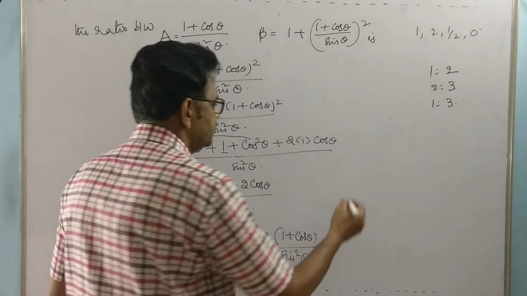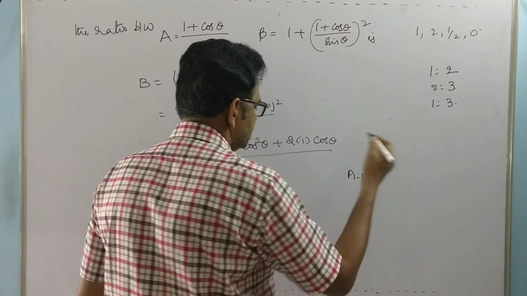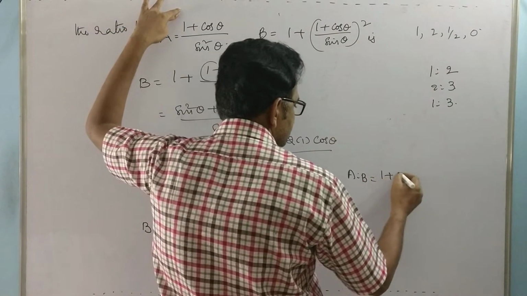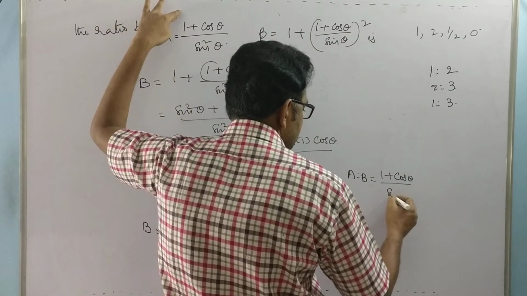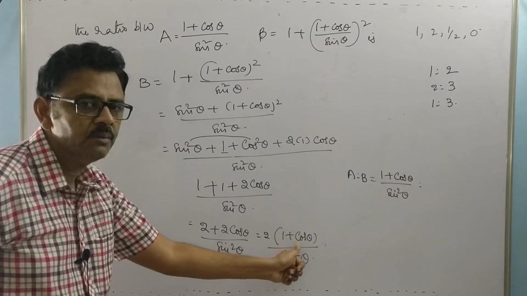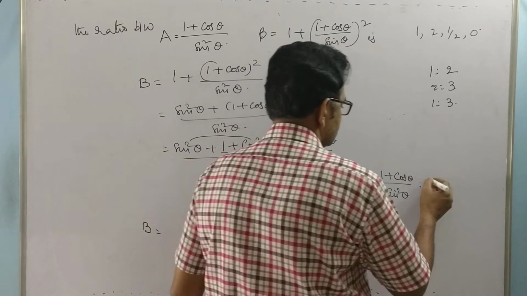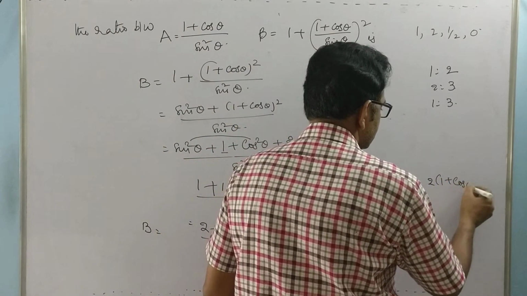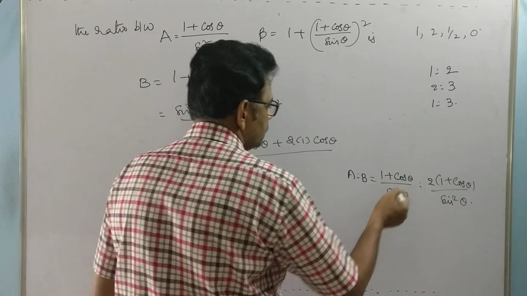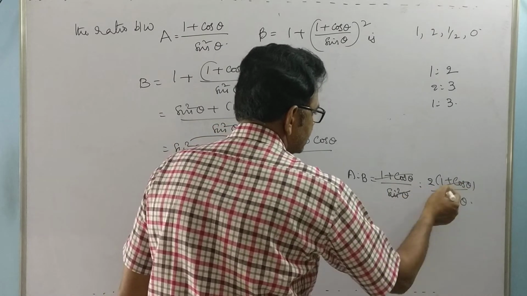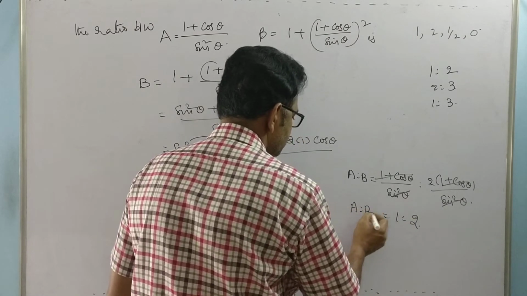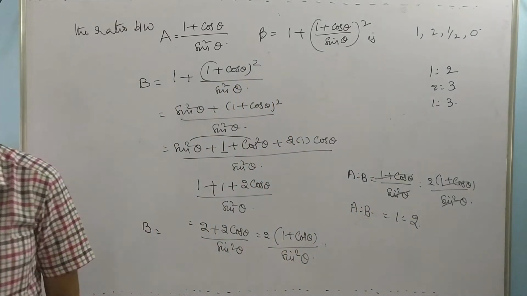Now A is to B is equal to what? A is 1 plus cos theta by sin square theta, and B is equal to 2 into 1 plus cos theta by sin square theta. So this and this get cancelled. That is equal to 1 is to 2. So A is to B is equal to 1 is to 2.